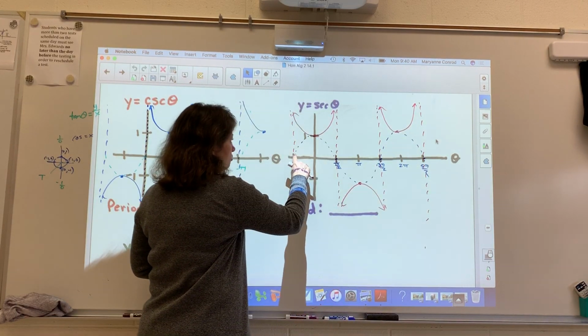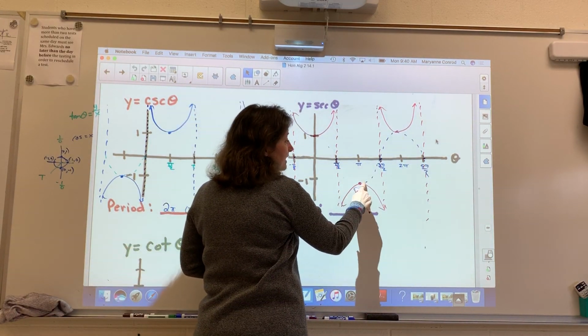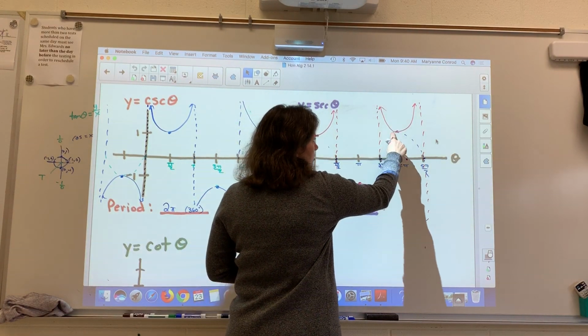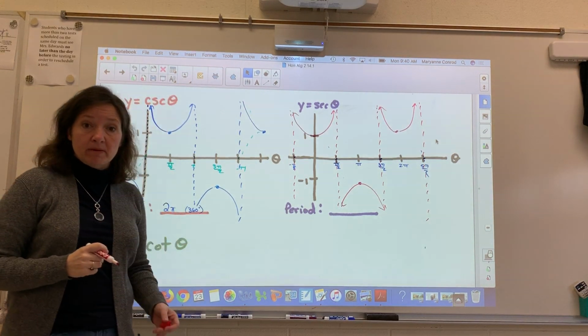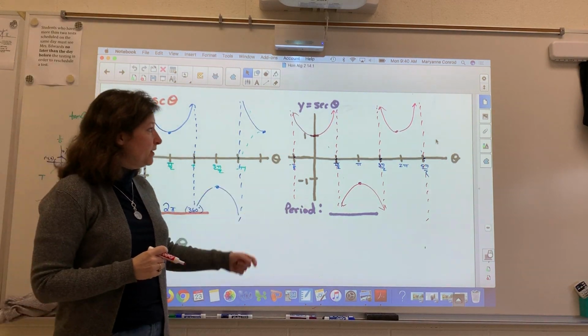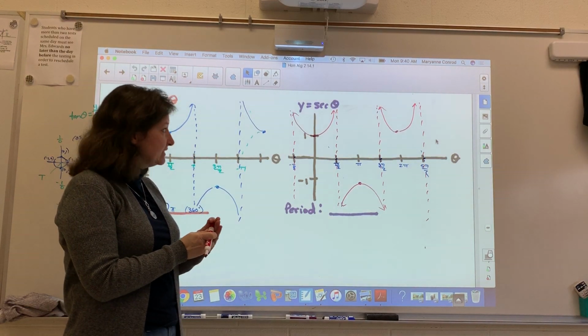And if you want to, you can actually take the time to erase the dotted lines. You might want to leave the dotted lines in your notes, so when you go back and study how you made your secant and cosecant curves, you'll remember how you did it. What is the period of the secant curve? How far do I go till I start to repeat the exact same figure?